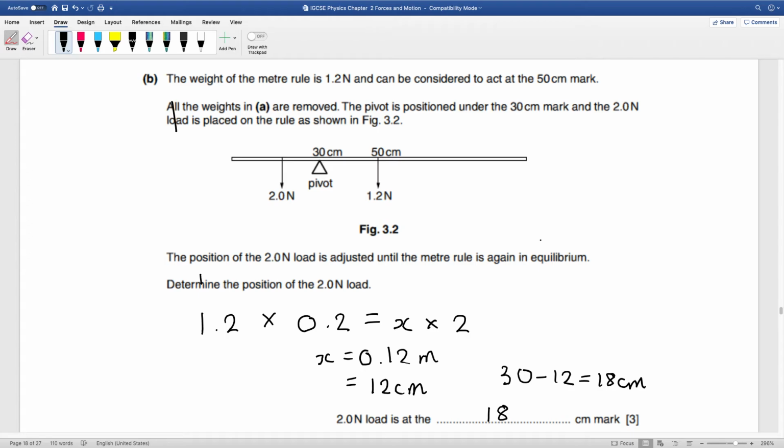On the left is 0, so you measure the distance from this point to this point. You need 30 cm minus 12 cm, which gives you 18 cm. So it should be the 18 cm mark. Understand? Okay.